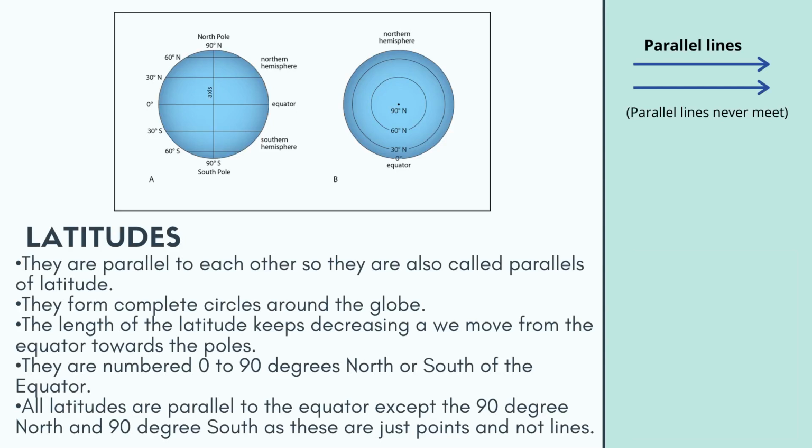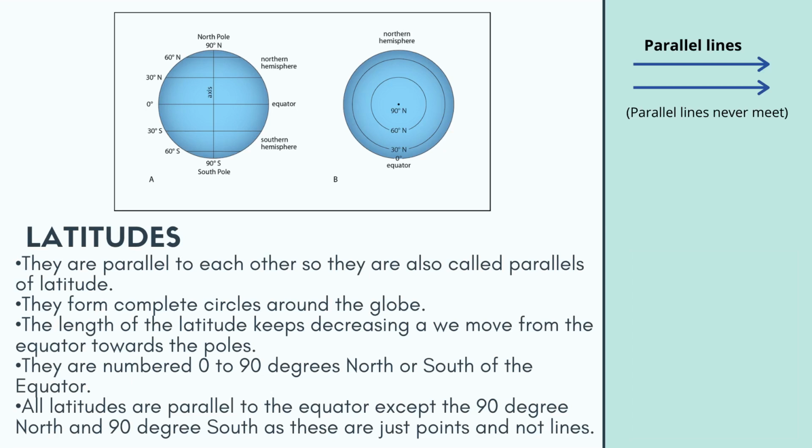The first feature of latitudes is that latitudes are lines that run parallel to each other. This means that the lines are always at an equal distance from each other. The second feature of latitudes is that they are complete circles. If you look at the diagram in the slide provided, you will see that the circles are largest at the equator, and as we move towards the poles, they get smaller.